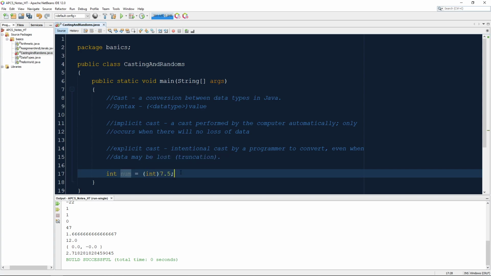And now notice there's no error. So some things to note, first and foremost, is that the associativity of this cast is right associative. It looks from right to left. There's nothing to the left of it, so it doesn't look that way. It only looks to the right and converts to the right. So that's important. That's one thing we need to recognize.